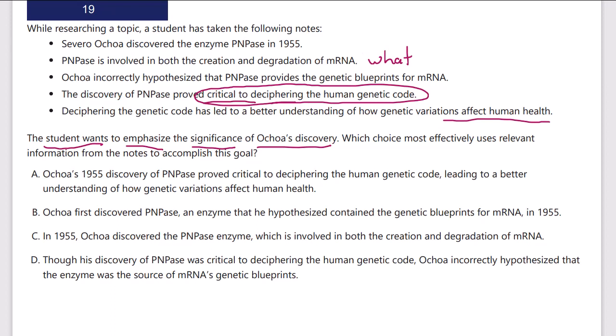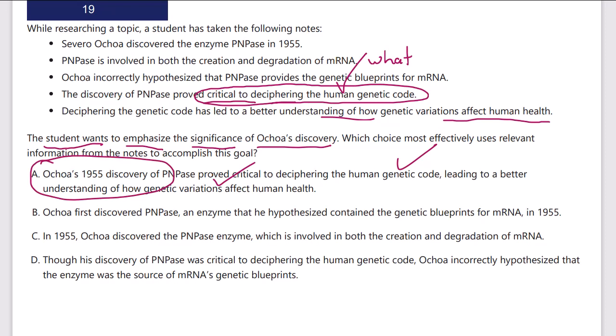Ochoa's discovery proved critical to deciphering the human genetic code, leading to a better understanding of how genetic variations affect human health. That looks like it. It's deciphering the genetic code, and the benefit of that is to understand how variations affect human health. This is going to be our answer. It's just too clear. We'll check B, C, and D.